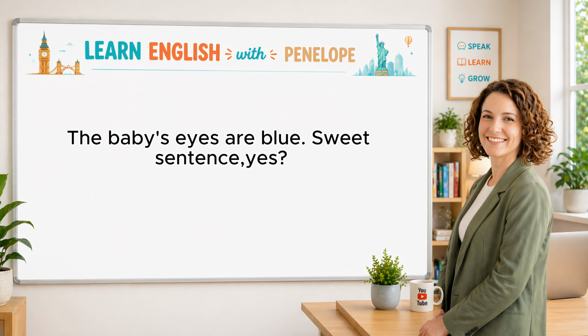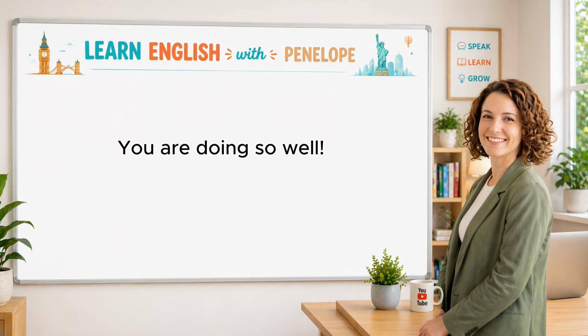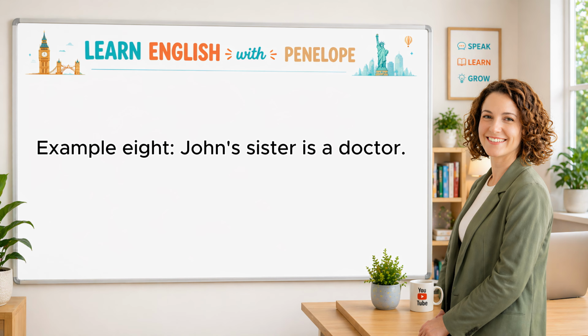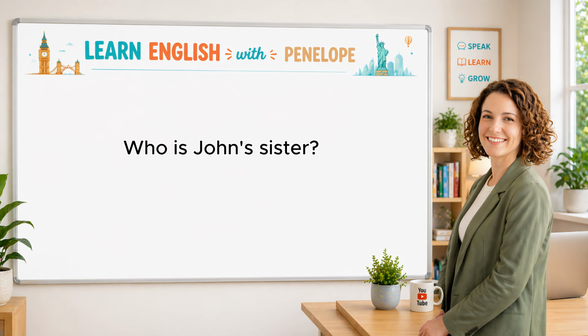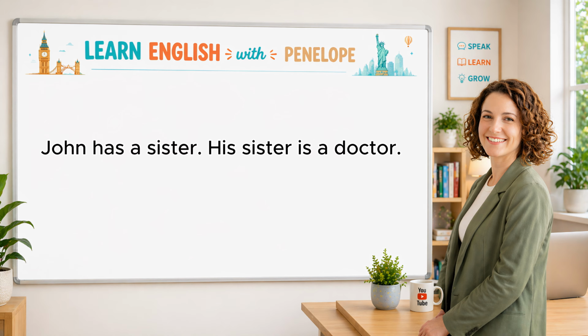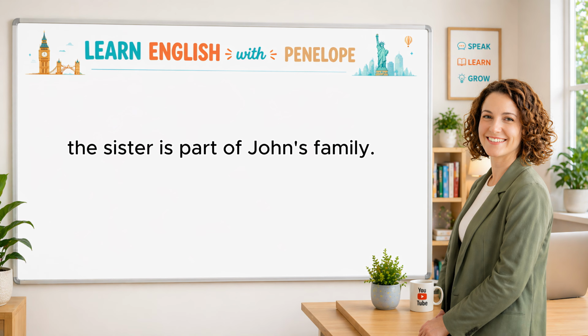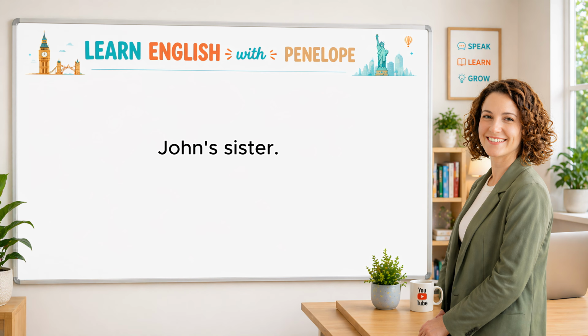Sweet sentence, yes? You are doing so well. Keep reading. More good examples are coming. Example 8. John's sister is a doctor. Who is John's sister? John has a sister. His sister is a doctor. We use John's to show that the sister is part of John's family. John's sister.